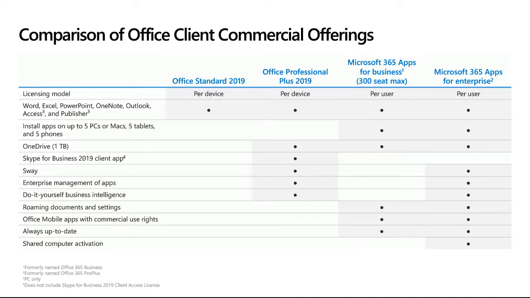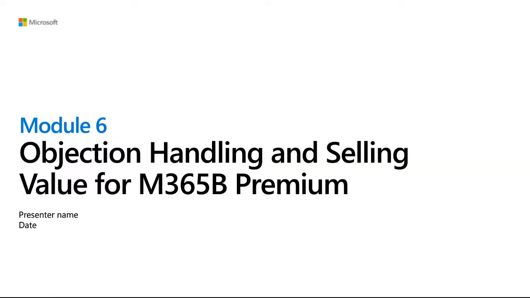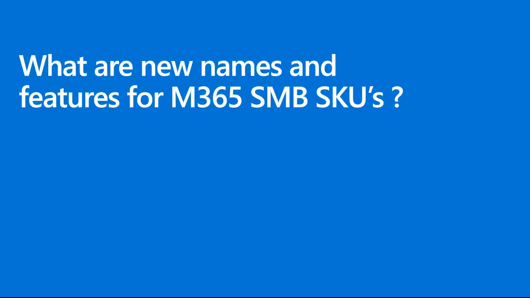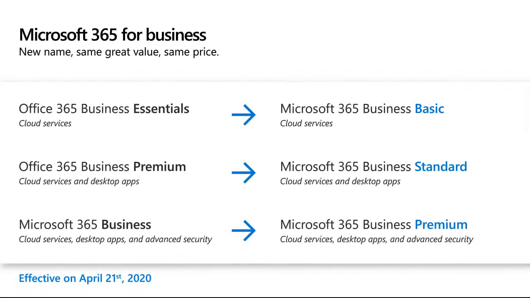We're now going to talk about objection handling and selling value for Microsoft 365 Business Premium. Earlier this year, Microsoft made a couple of changes to the names of SKUs for Office 365 in the SMB space. These name changes were effective as of April 21st, 2020.